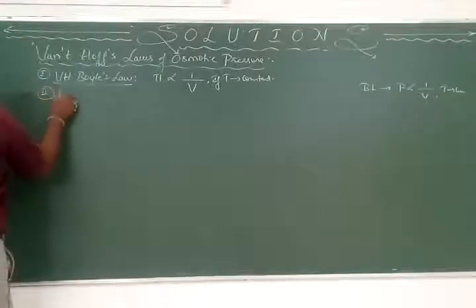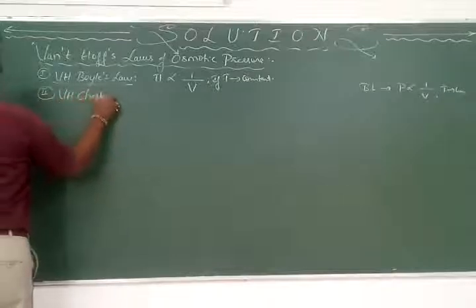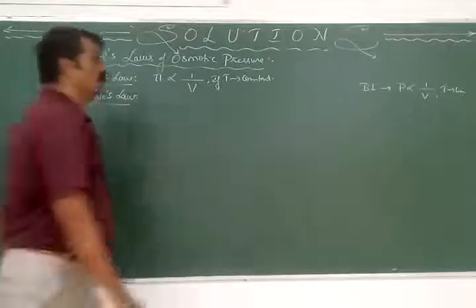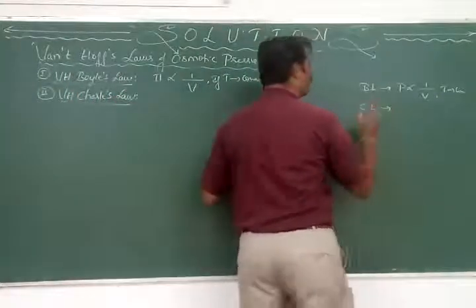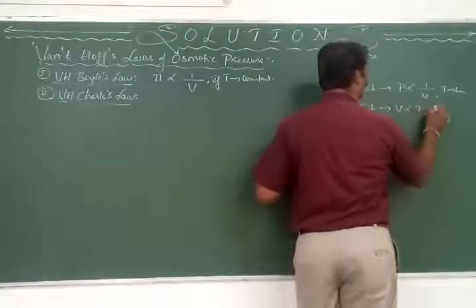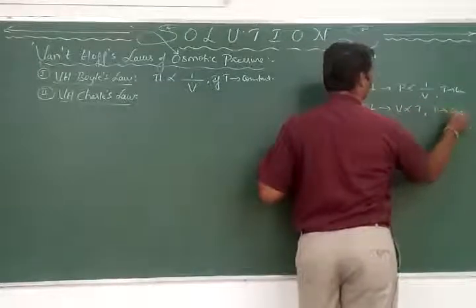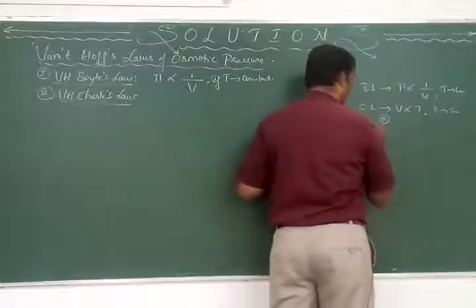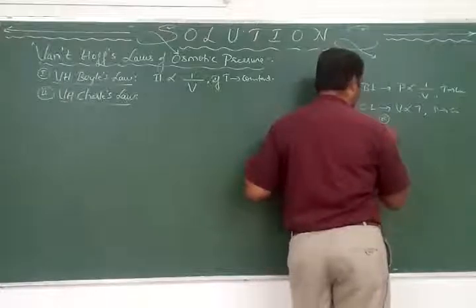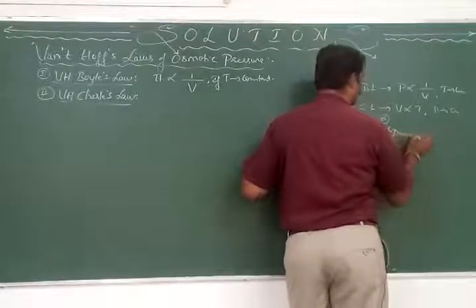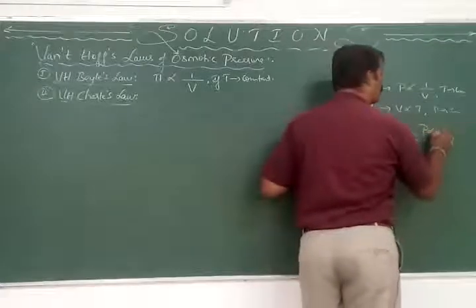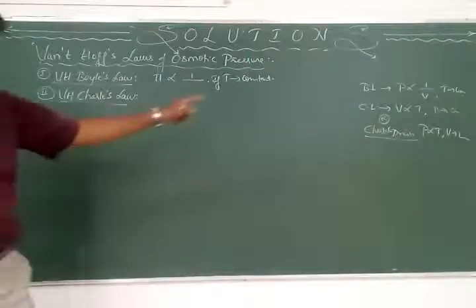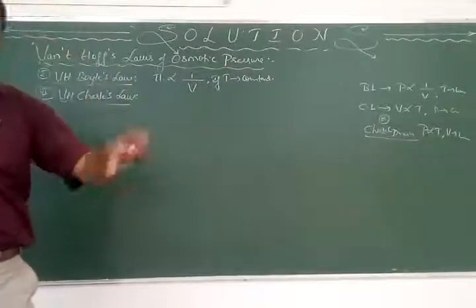Let's have the second one, Van 't Hoff's Charles law. What has Charles law mentioned? Usually, V is proportional to T if P is kept constant. Or indirectly, we have one law that is called Van 't Hoff Charles law. Sometimes it is also called Charles pressure law, which is also called Gay-Lussac's law. P is proportional to T if V is kept constant. Means the pressure exerted by the gas is directly proportional to what temperature? Absolute temperature if the volume of that particular gas is constant.